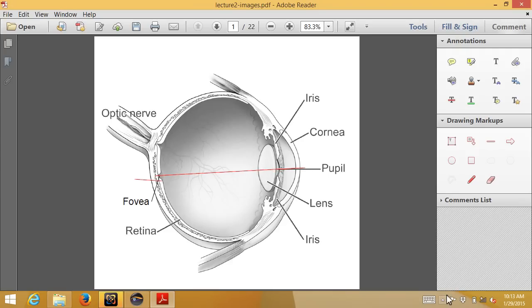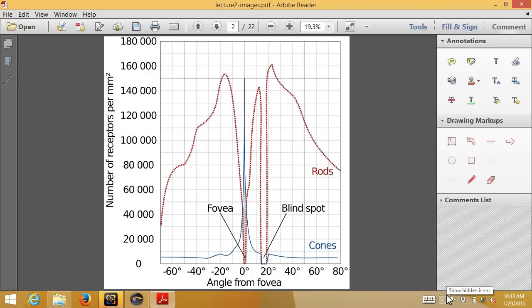So it kind of comes straight through and hits here, right? And so, if you look at the concentration of cells in those regions, the blue line is the cones, which are the color-sensitive cells, and the rods are basically light-sensitive but not color-sensitive. So that's what's responsible for stuff like your night vision, okay?